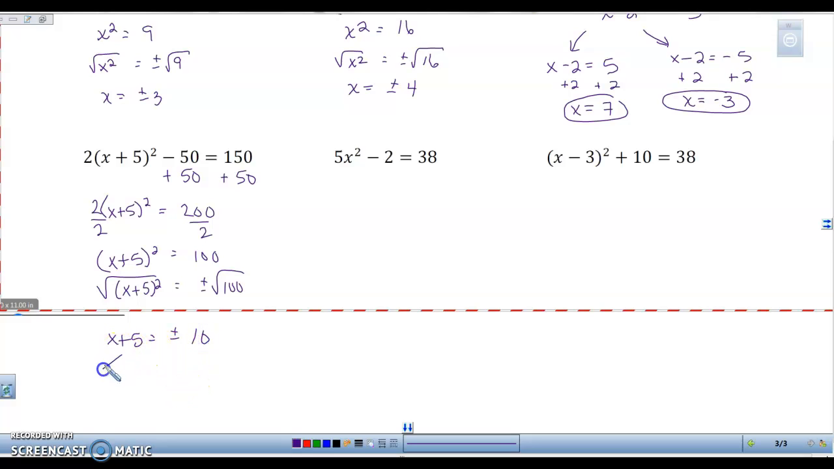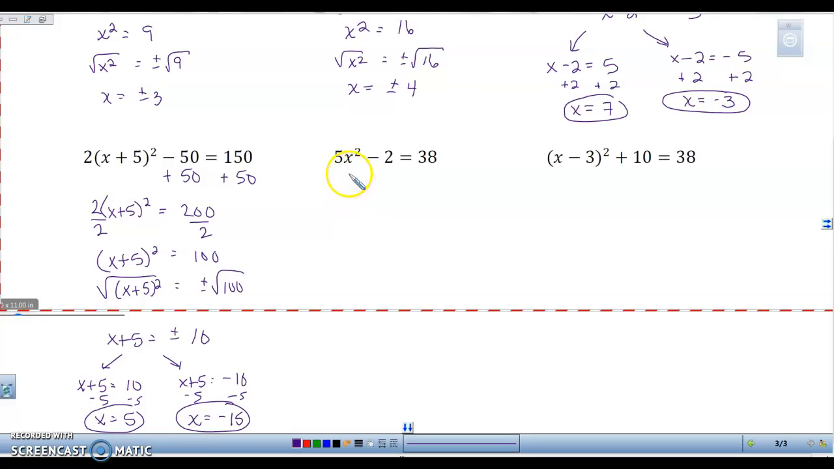Okay, so there's actually two answers here. There's x plus 5 is equal to 10, and x plus 5 is equal to negative 10. Okay, solve for x, subtract the 5, we get x is equal to 5, and subtract the 5 here, watch your sign, you get x is equal to negative 15. So you get both answers there. All right, so the goal is to get the square by itself so you can take the square root. Just remember there's always going to be two answers, plus and minus.